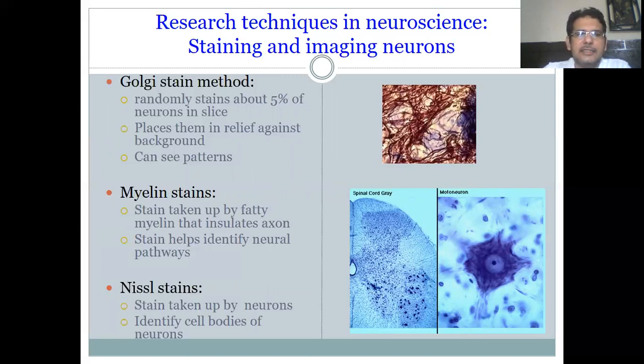So one is the Golgi stain method that is being used for the study of the neuron. It randomly stains about 5% of the neurons in a slice and places them in relief against the background, and you can clearly see these neurons. Also you can see the specific pattern, because in the brain, as I mentioned in the previous lectures, if some activity is going on and you learn some skill, then there is a specific neural network that you can study, some specific pathways in the brain that are very strong as compared to the other pathways. So this is one of the methods.